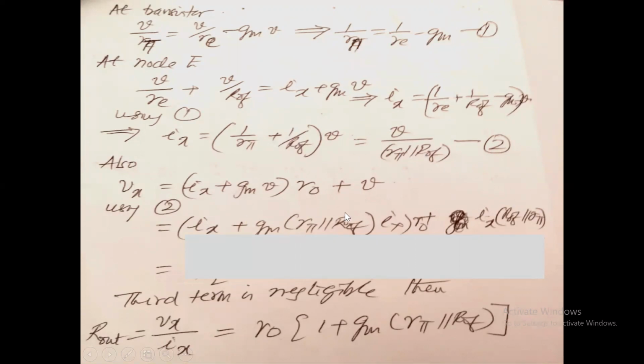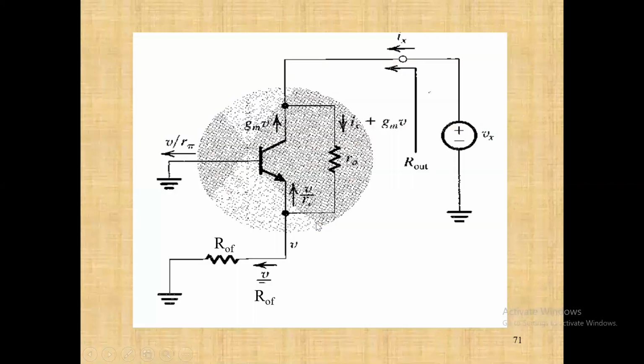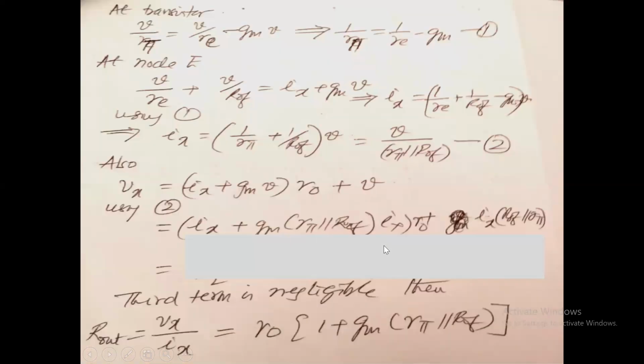Also, we can try to write the equation for Vx. That is, this Vx is nothing but the voltage across this and the voltage V. And that is what is mentioned there. However, this V is very small. It can be neglected here itself, or you can write this and neglect it. So, Ix plus GMV, V we can just write from here. So, that's nothing but Ix into R pi in parallel with ROF. That is what we have written here.